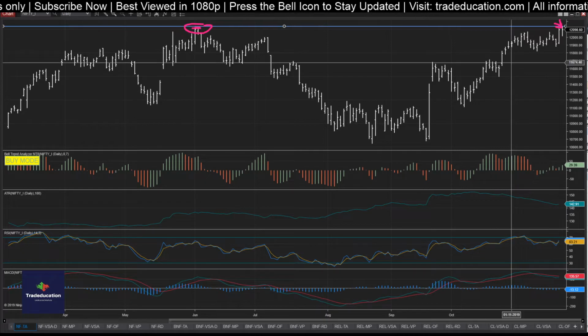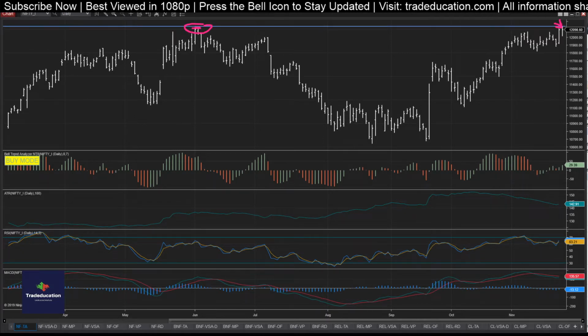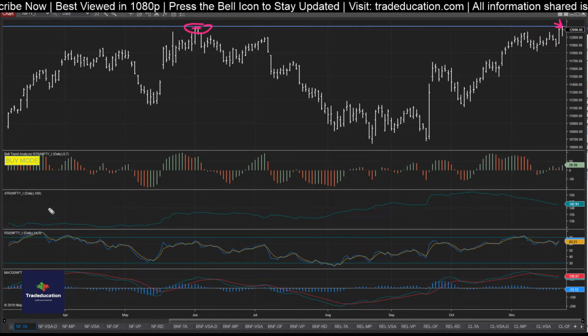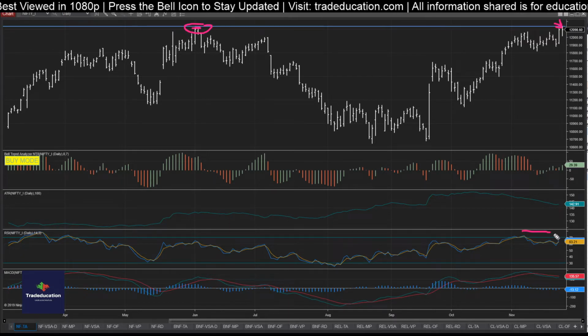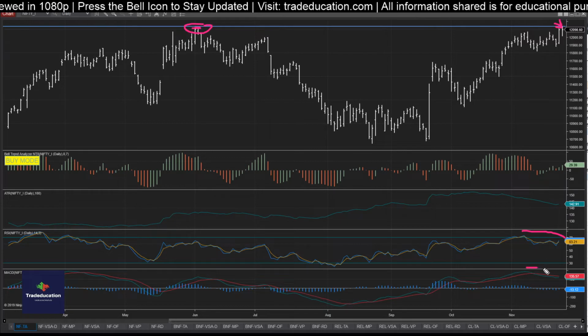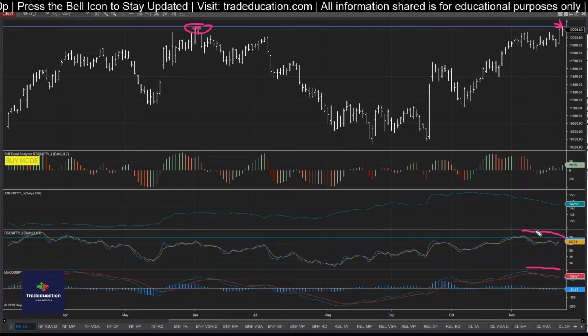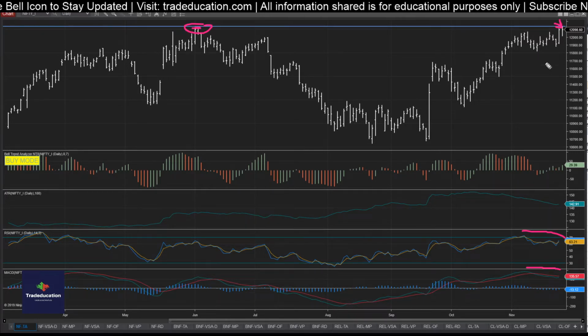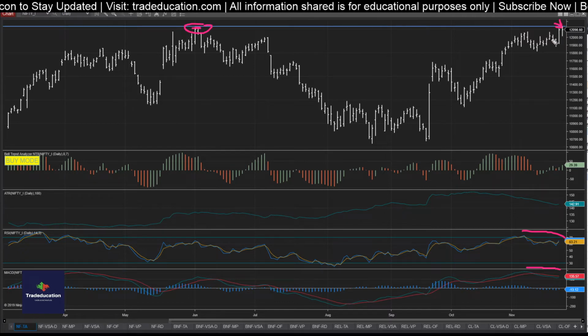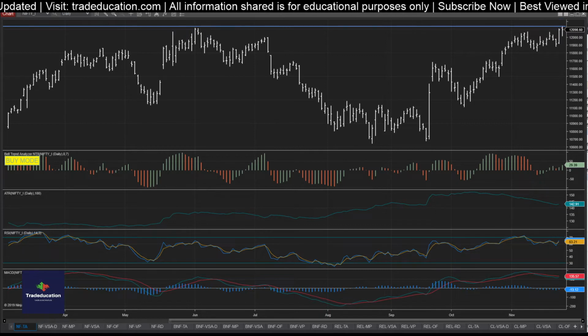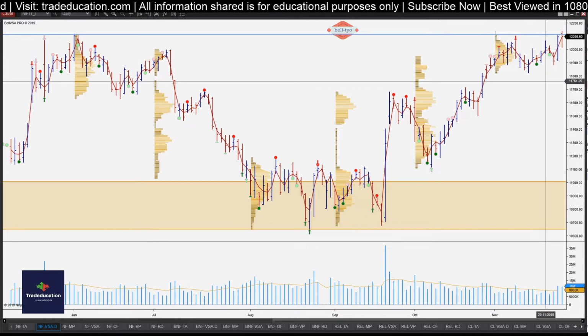Now let me quickly go through the market profile chart. But before that, I would like to share that I'm also seeing a sort of divergence in RSI and in MACD as prices are going higher. So is it the real, the actual all-time high? That will be known from the market profile chart. Let me quickly jump to the market profile chart.